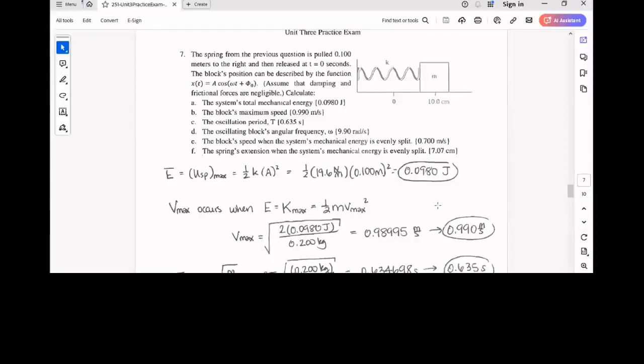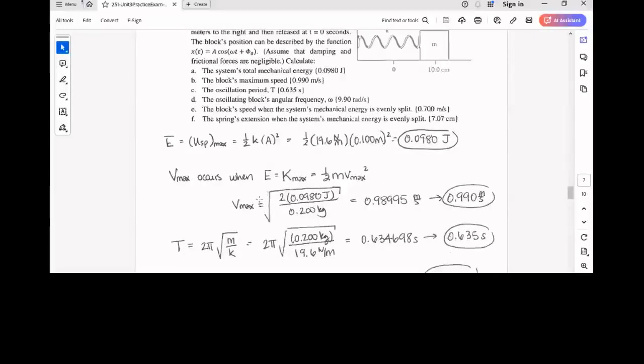Now, I know that the maximum speed and the maximum elastic potential energy can't happen at the same time. The maximum speed happens when the spring is instantaneously neither stretched nor compressed. So in other words, all of that potential energy will have transformed into kinetic energy. So K maximum is going to be the same value, 0.0980 joules. I can use the kinetic energy expression and solve it for the maximum speed to figure out what that maximum speed is. And we get 0.990 meters per second.